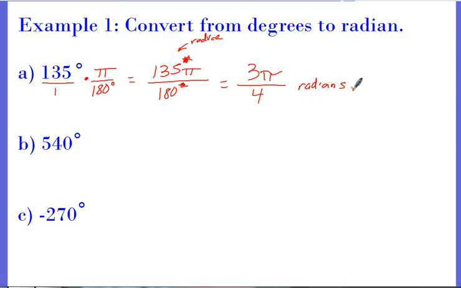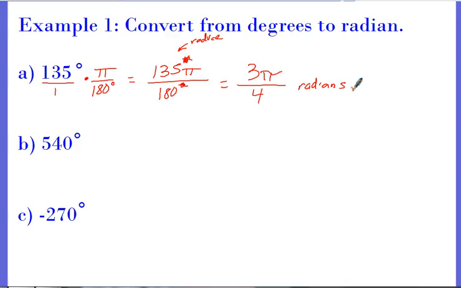See how easy that is? All we're really doing is just reducing fractions. The pi is going to stay there because in radians, pi is usually in the answer. So 135 degrees is how much? It's 3 pi over 4. Okay? Let's try 540.